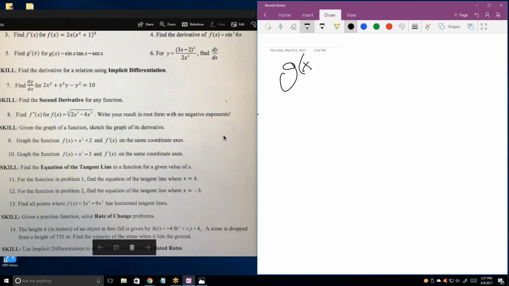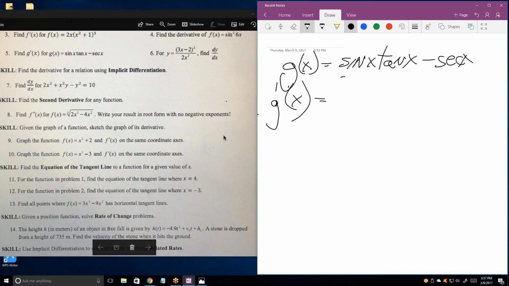G of x equals sine x tangent x minus secant x. Okay. Now, we don't need a chain rule here. There's no insides. We've got that, which we're going to use the product rule on, and then we've got that, which we're just going to use our derivative of secant x on. So we don't need the chain rule here. I don't need to define anything in terms of u.